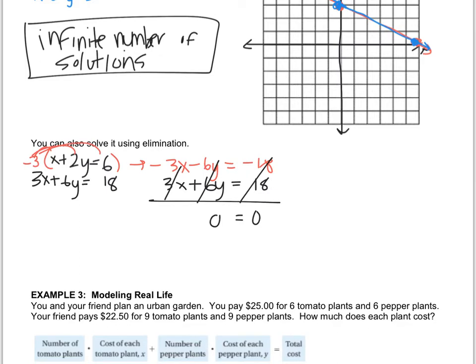When you get the same number on both sides, back in chapter 1, we said that you say infinite number of solutions, or infinitely many solutions.